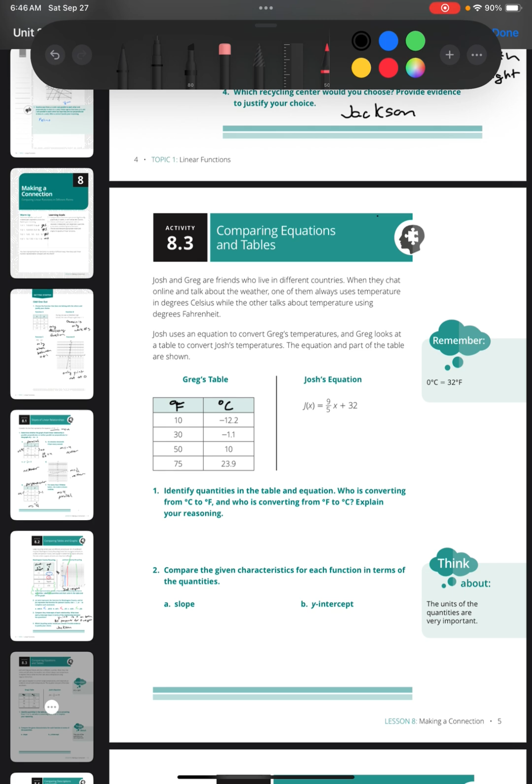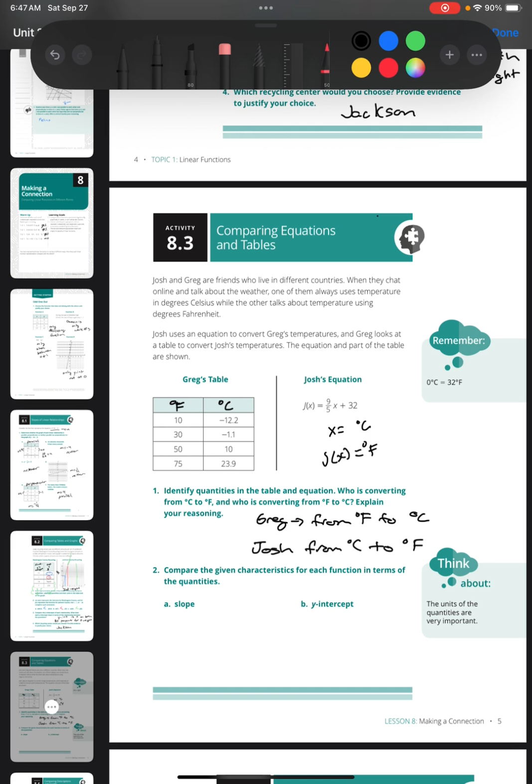And for Josh's equation, he's multiplying whatever his temperature is by 9/5, so he's making it bigger. So he's taking his x value, which is his degrees Celsius, and converting it to degrees Fahrenheit as his output. So Greg is going from degrees Fahrenheit to degrees Celsius, and Josh is going from degrees Celsius to degrees Fahrenheit.